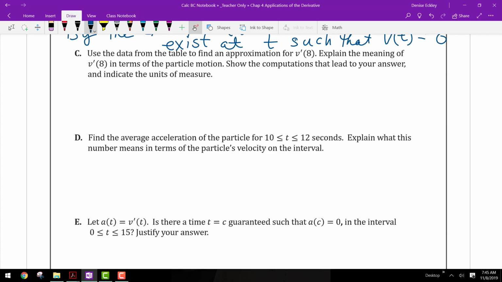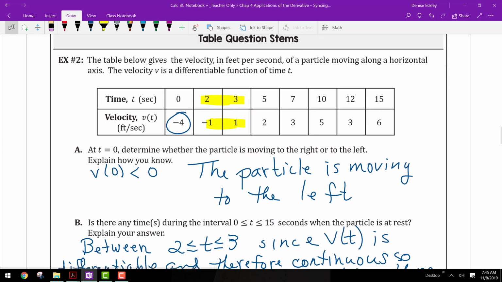Okay, so we're going to have to approximate a slope from what's given in the table. So v prime of t is going to be a difference quotient. V prime of 8 is going to be approximately equal to, so let's look at our table and see what values we have. We're going to have to look between 7 and 10 here. Okay, so we're going to use v of 10 and v of 7, which are 5 and 3.